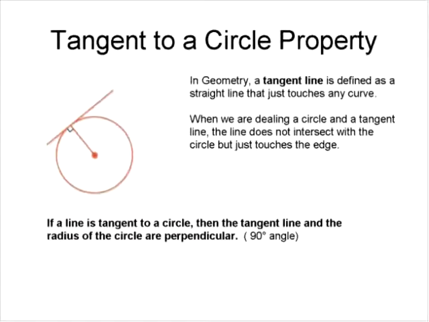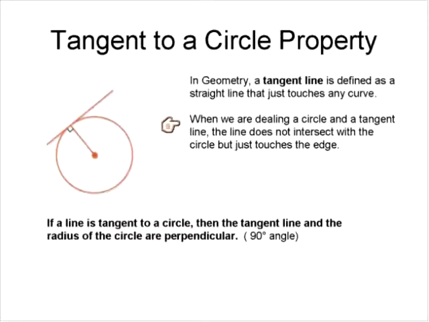Tangent to a circle property. Now, we've dealt with some tangents a little bit, but in geometry, a tangent line is defined as a straight line that touches any curve. So it just touches. What that means is this line right here is just touching at this point right here, or it's tangent. It's not intersecting, not going through the circle. And that's what we have here.